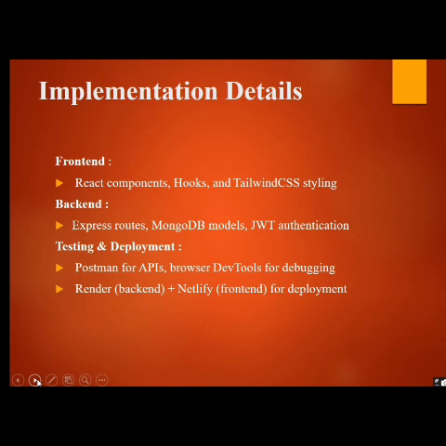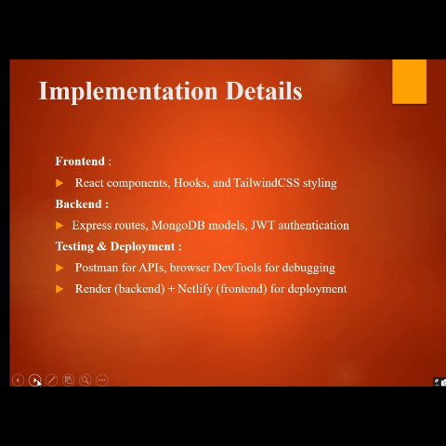Then the backend: Express routes, MongoDB models, JWT authentication. The backend defines API routes like login, register, add property, etc. The data is stored using MongoDB models, and JWT tokens ensure that only authorized users can access their data.